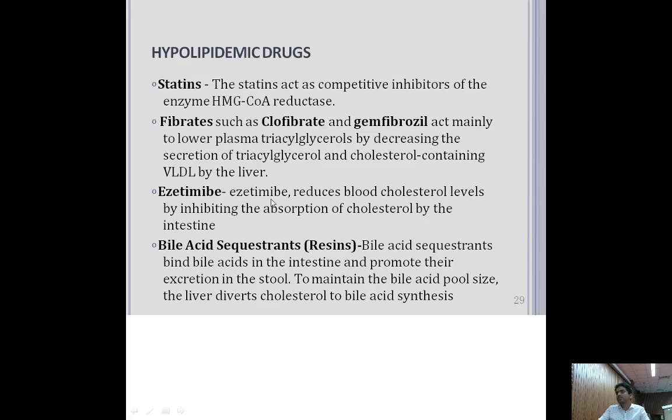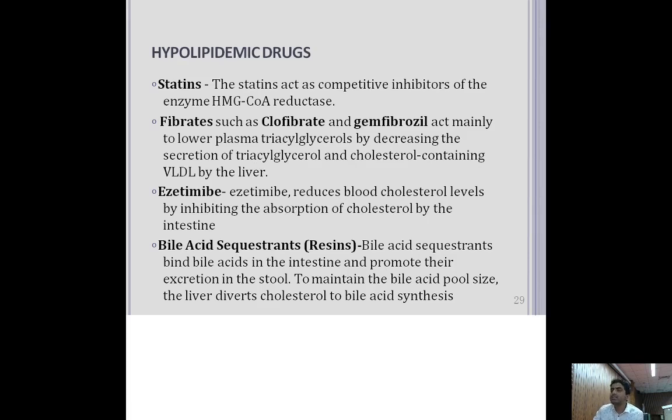Then next is ezetimibe, and ezetimibe reduces blood cholesterol and other lipid levels by inhibiting the absorption of cholesterol from the intestine. So from the intestine, the absorption of cholesterol and other lipids is decreased by ezetimibe. Every drug is working at a different level, right? Statin is reducing the formation of cholesterol by inhibiting HMG coenzyme A reductase. Clofibrate is decreasing the secretion of VLDL from the liver, so it reduces triacylglycerol in circulation. And ezetimibe reduces the absorption of cholesterol and other lipids from the intestine.